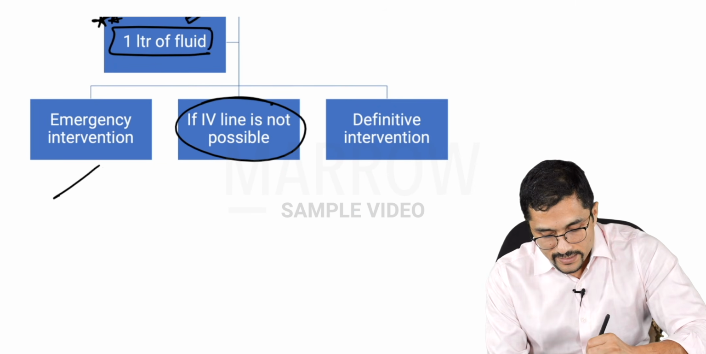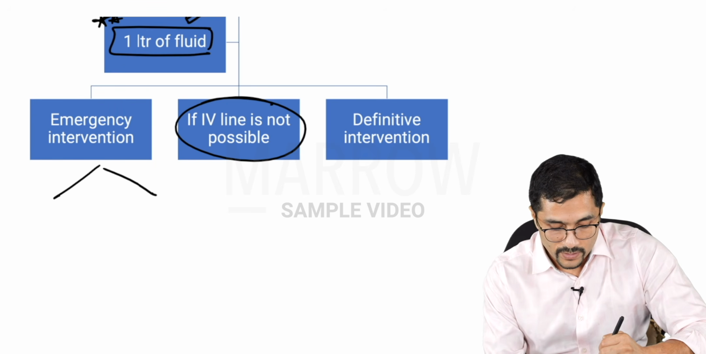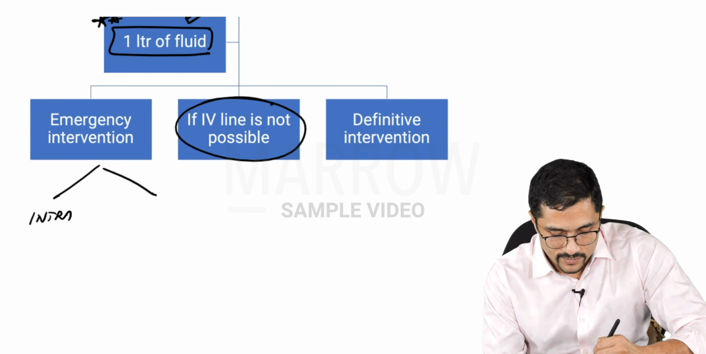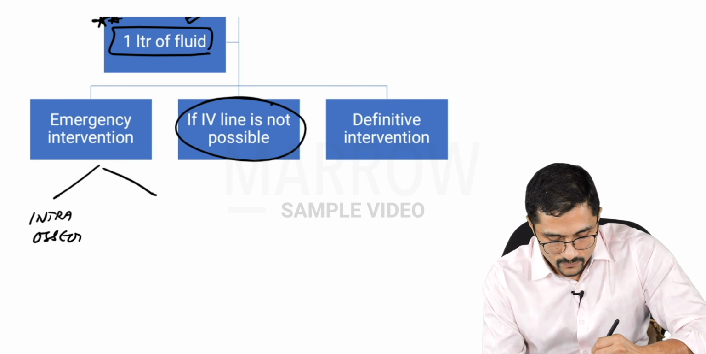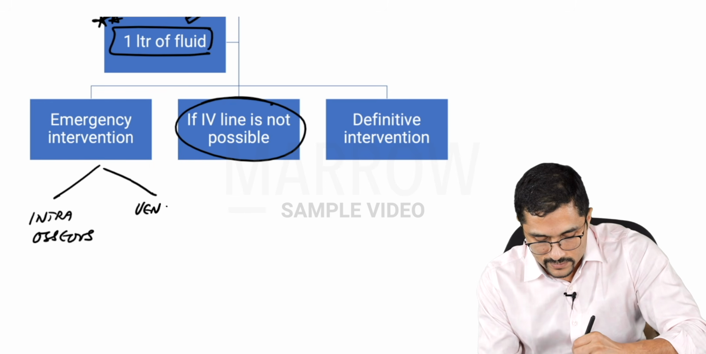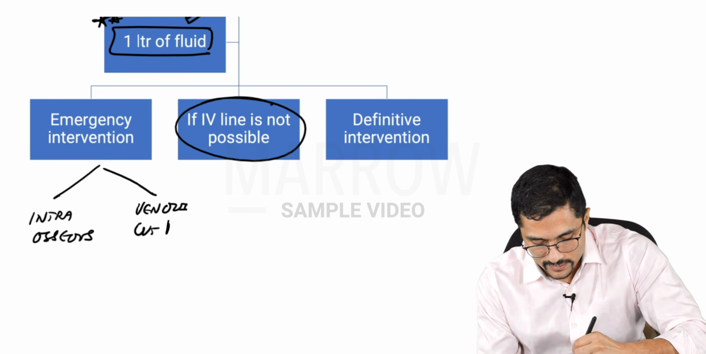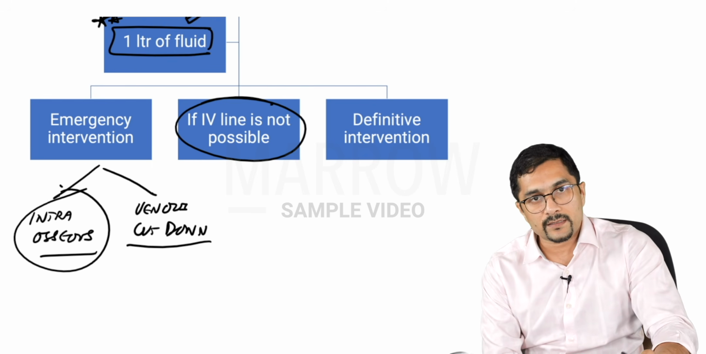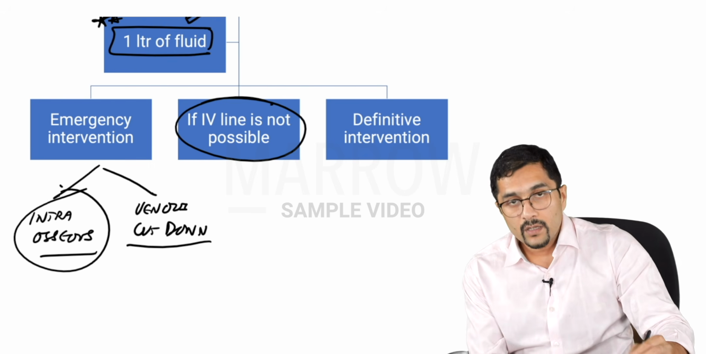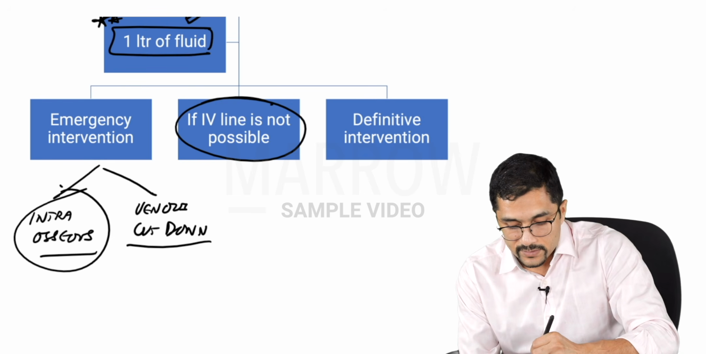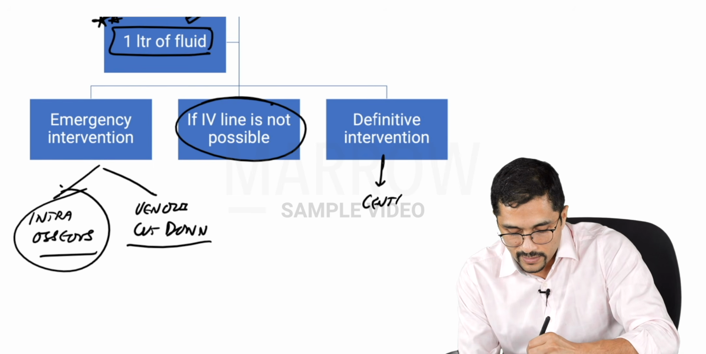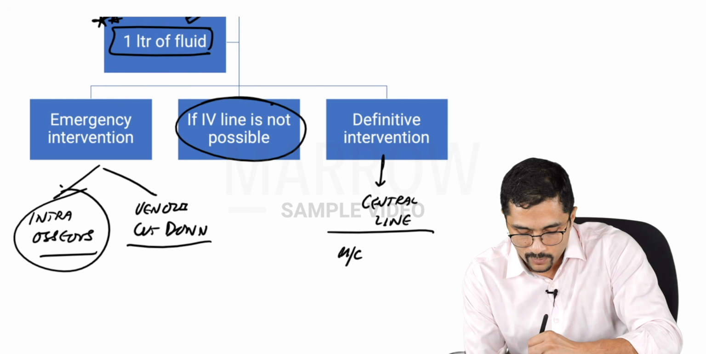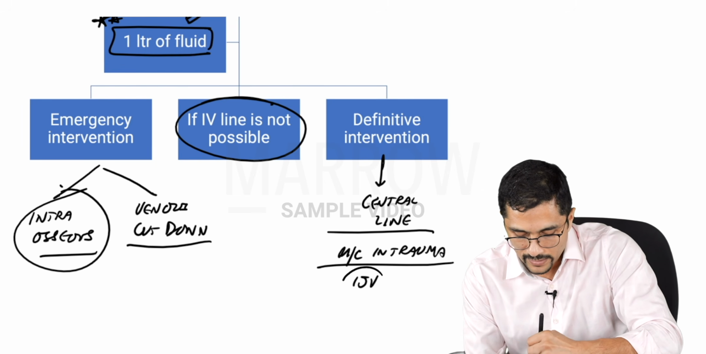So for emergency intervention, you have two. You can either do intraosseous infusion, or you can do venous cut down. I will show you the images. The image of intraosseous has been asked in the NEET PG exam. These are the emergency interventions. The definitive intervention is a central line, which I have covered in nutrition. I have told you the most common in trauma is the internal jugular vein, IJV.